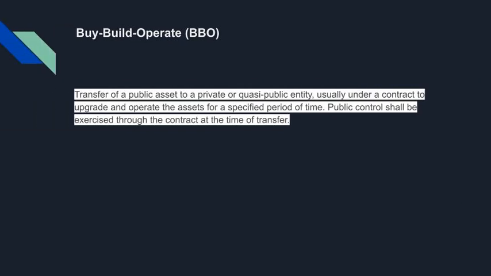Buy build operate contracts involve the transfer of a public asset to a private or quasi-public entity, usually under a contract to upgrade and operate the assets for a specified period of time. Public control shall be exercised through the contract at the time of transfer.